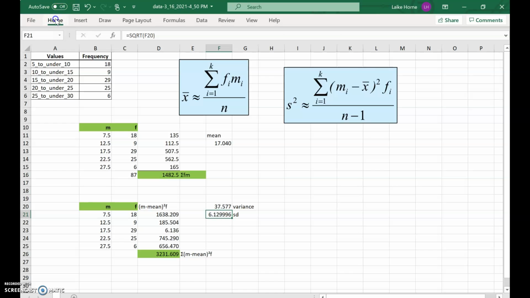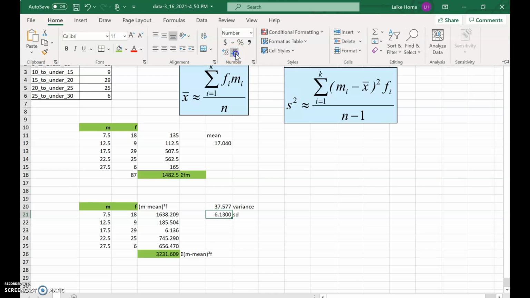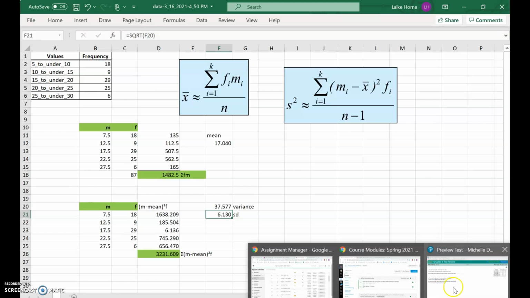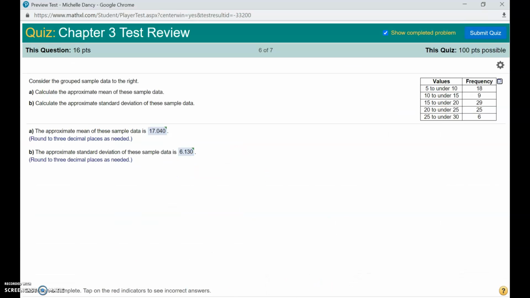So looks like it's going to be 6.130. So hopefully that will help you get through that problem, because it does have a lot of steps.